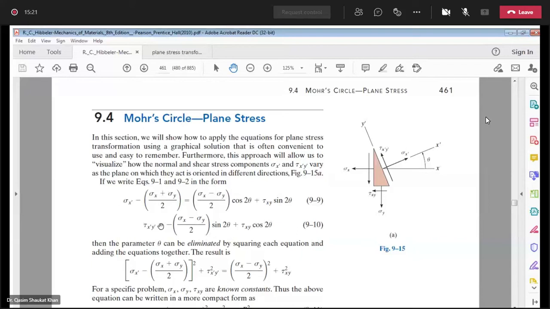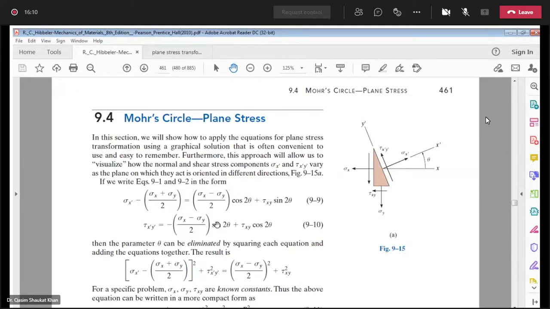Now in these equations, we have moved the terms in which there is no theta component to the left hand side, and the terms with theta to the right hand side. So sigma x dash minus sigma x plus sigma y over 2 is equal to sigma x minus sigma y over 2 cos 2 theta plus tau xy sine 2 theta. And tau x dash y dash is equal to minus sigma x minus sigma y over 2 sine 2 theta plus tau xy cos 2 theta.